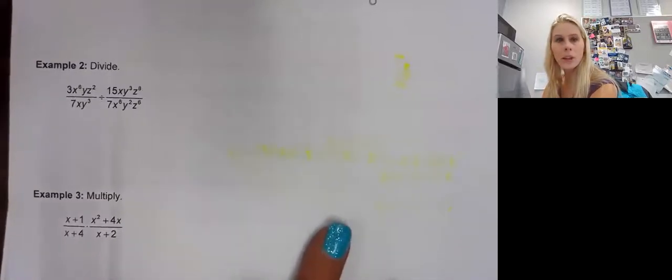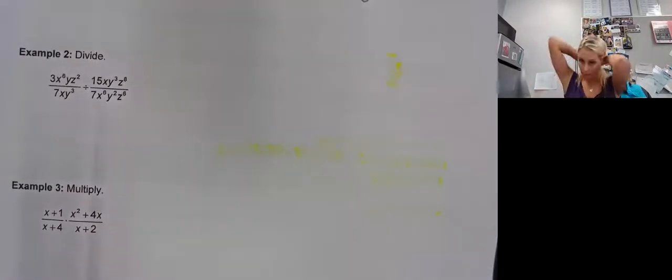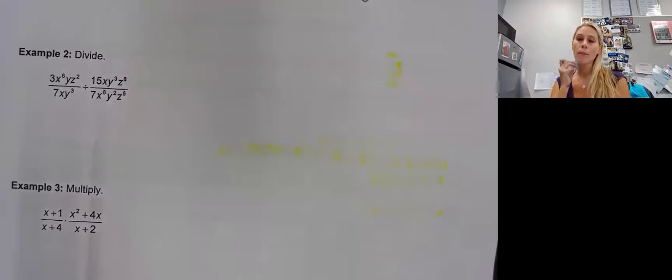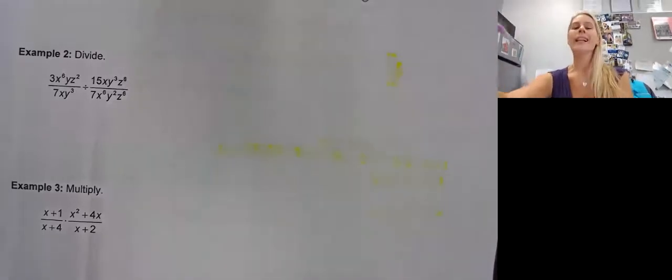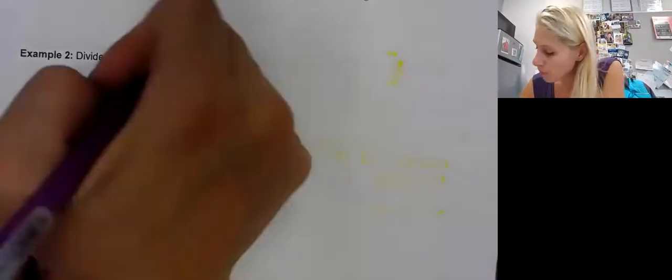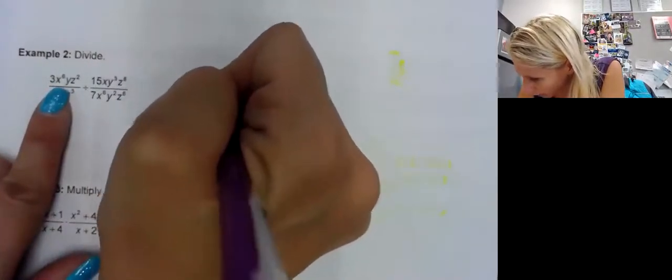All right, let's do a problem just like that, but with division. Because we have to remember the first thing we do with division is to change it into multiplication. Now, changing it into multiplication means I keep the first fraction the same.